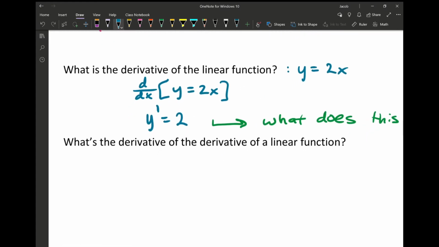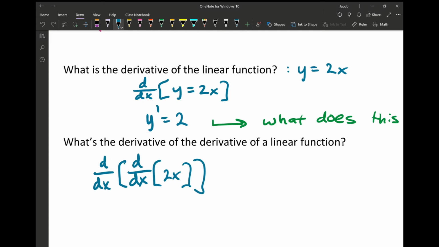So what's the derivative of the derivative of a linear function? First of all, could you write that with derivative operations? I think we can. We have these brackets and we're kind of nesting them together. Let's just use the same linear function. Well, we know that the derivative of 2x is equal to 2. So I just did this inside piece. With these compositions, remember you can work inside out.